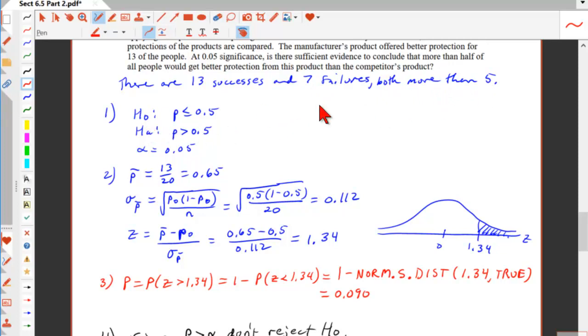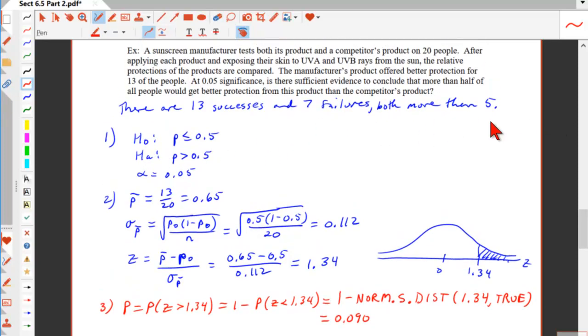Set up hypotheses. Again, probably best to start with the alternate hypothesis. What exactly am I asked to check? Is there sufficient evidence to conclude that more than half of all people would get better protection from this product? So if P is the proportion of people who get better protection with this product, then we're trying to check whether P is bigger than 0.5, more than half. That makes the null hypothesis P less than or equal to 0.5, and our level of significance is 0.05.